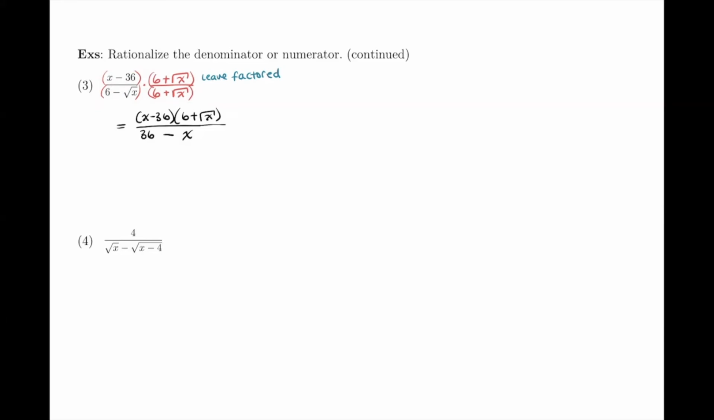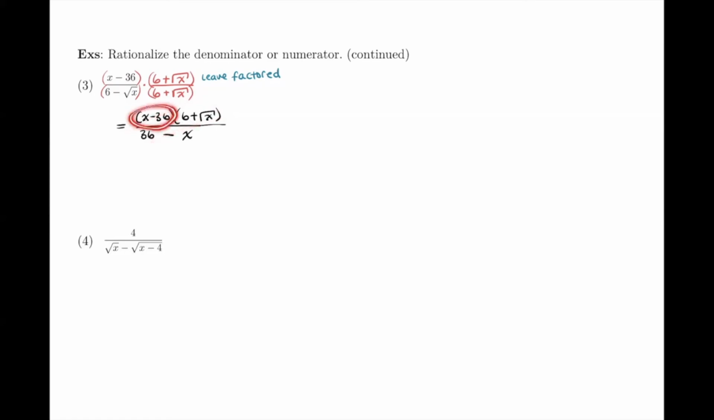Because sometimes we will be able to cancel something out with the numerator and the denominator. And if you go FOILing all this out or distributing it, you're undoing the product. And remember that multiply and divide undo each other. So we want this product here in case we can cancel. And what do you know?